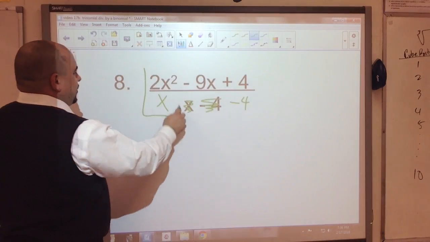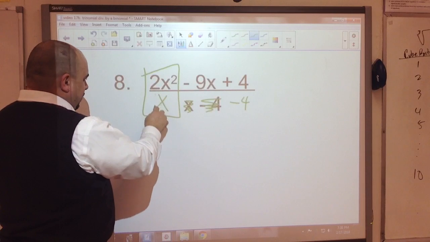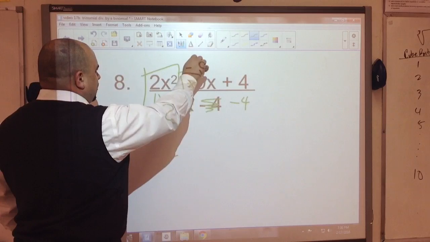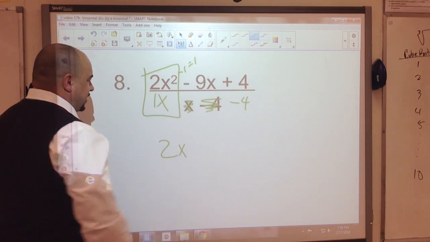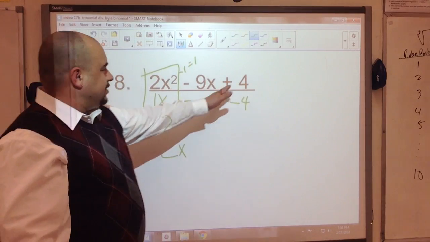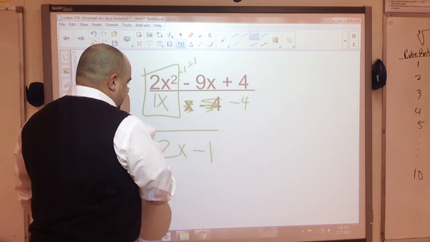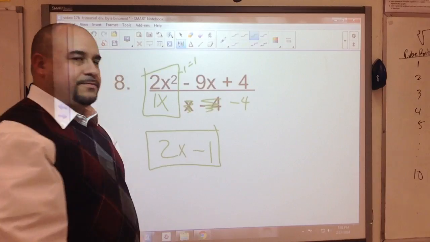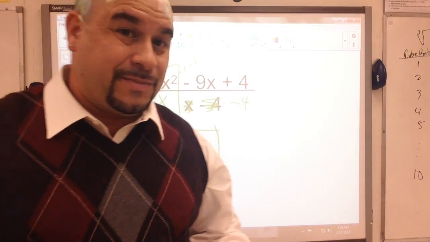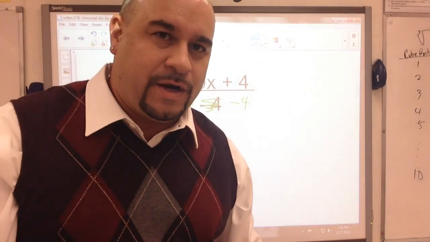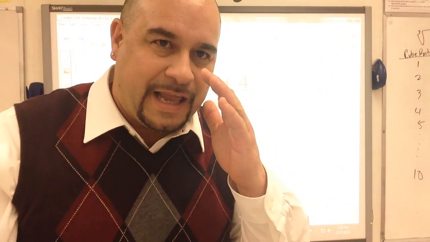So, let's start with here. 2 divided by 1 is 2. 2 minus 1 is 1. It's positive, so it stays positive. Now let's deal with 4 divided by negative 4. That's negative 1. There is my final answer. And let me say something. If you want to know about the negative 9x, guess what? Ask me in class.